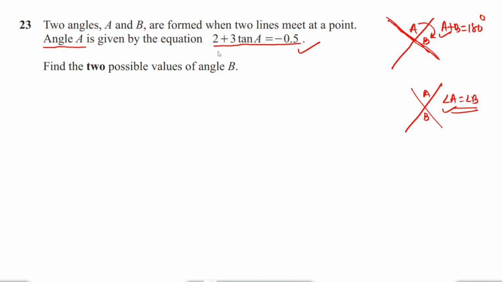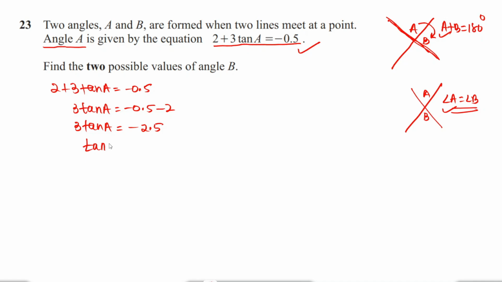So let us solve the trigonometric equation here. 2 + 3 tan A = -0.5. 3 tan A = -0.5, and 2 is positive here, it will go and subtract there. So 3 tan A comes out to be -2.5 and tan A comes out to be -2.5 by 3. That is the first step, okay? This is the first step.